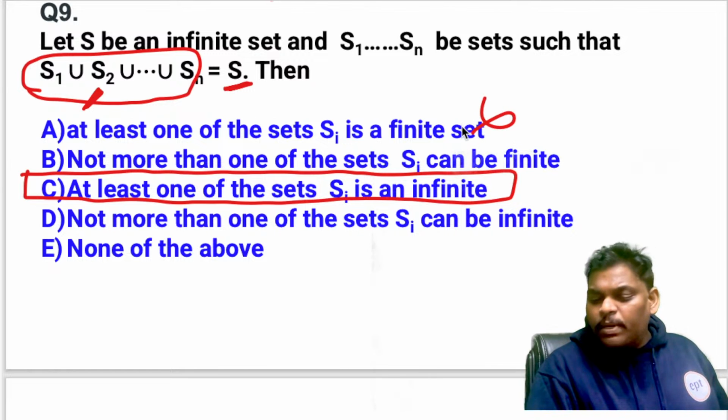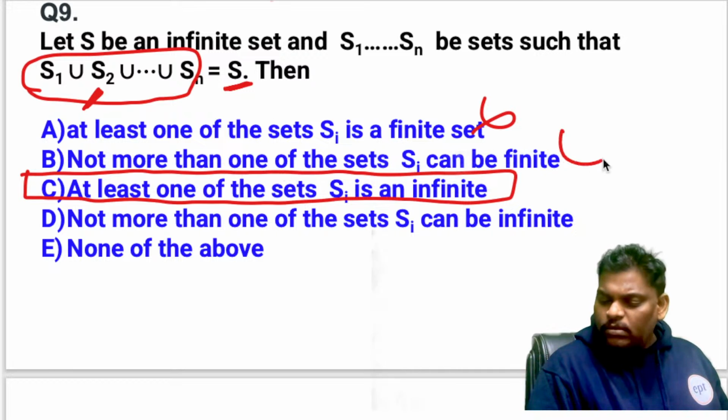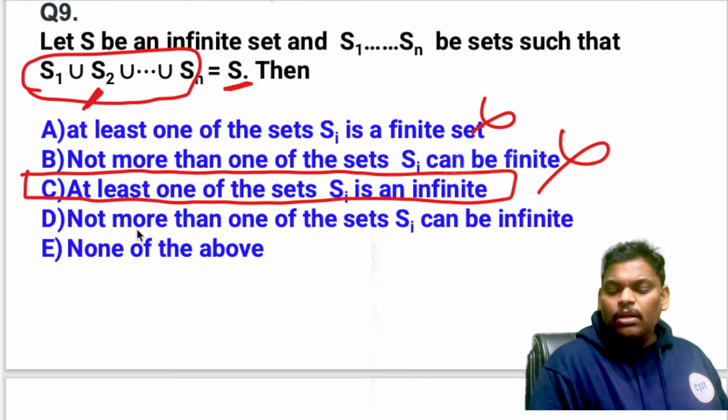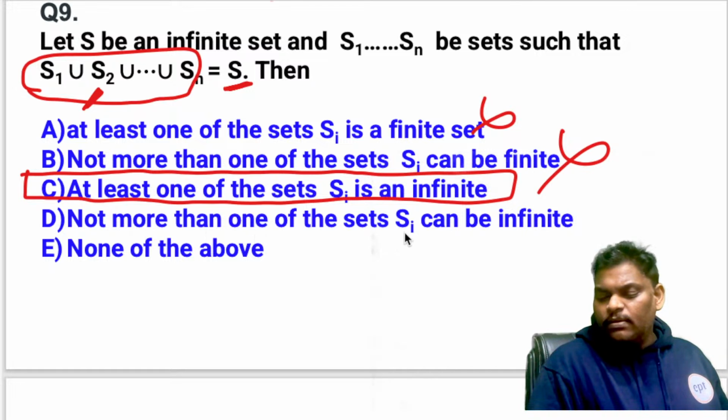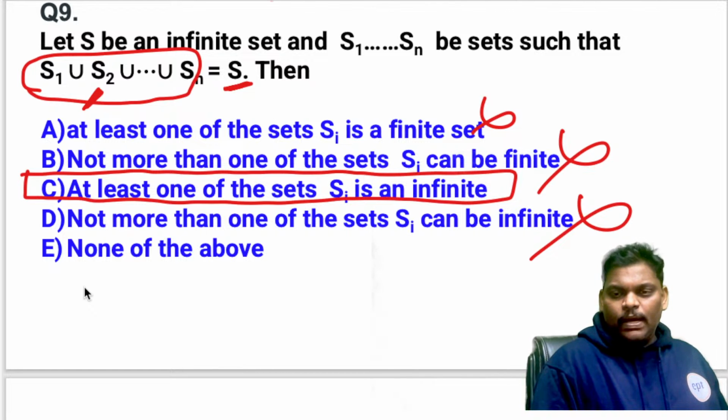At least one of the sets is finite? There is no guarantee. Not more than one of the sets Si is finite? No guarantee. Not more than one of the sets Si can be infinite? Sometimes two also, no guarantee. So the answer is C.